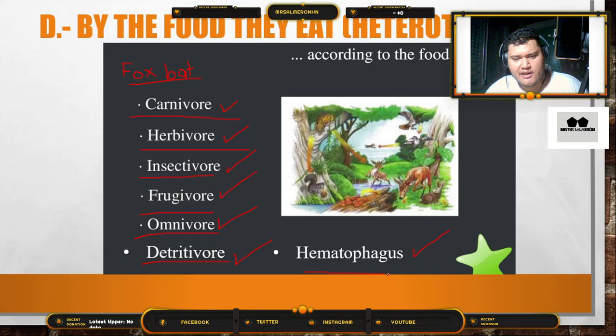And to finish the animals by the food they eat, we have the hematophagous. I wanted to add them. That is not in the book. You will see that in the book you don't find the detritivores nor hematophagous, but I included them because they're important. The hematophagous are animals that feed on blood. Yes, they feed on blood. What animals can feed on blood? Well, we're going to see some examples later.